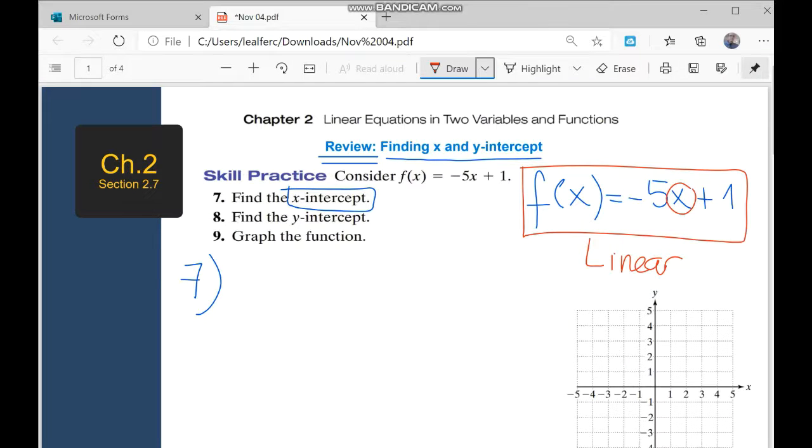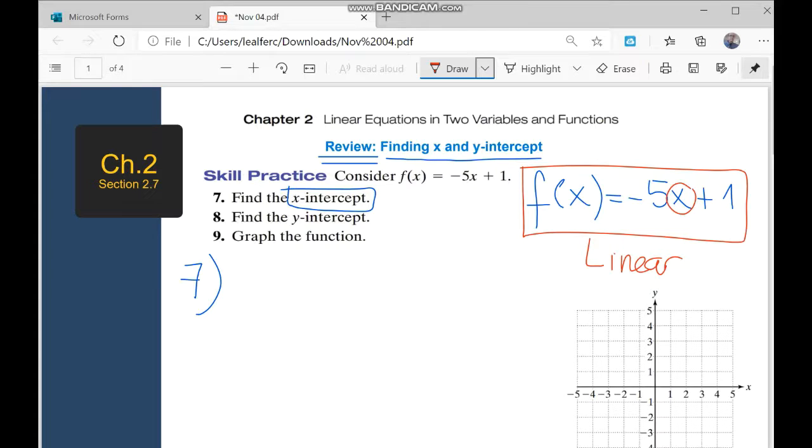So for this review, we're finding x and y intercept. We have to identify if the function is linear, quadratic, constant, or other kind of function. And this one, you can see, is a linear function because it has no exponents. And this will be represented by a straight line on the graph.